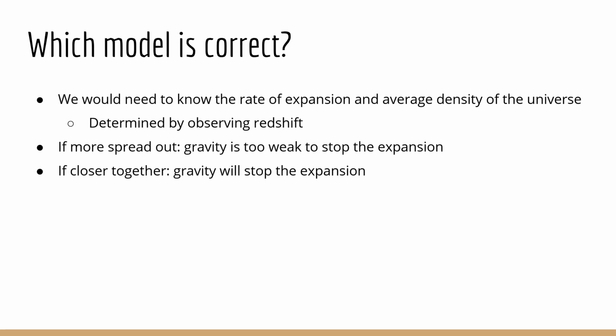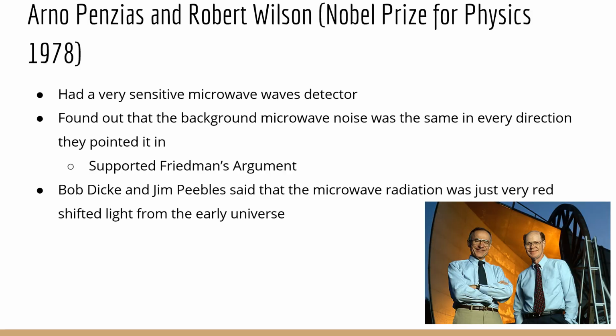So you might be wondering which of these models is correct. For that, we need to know the rate of expansion and the average density of the universe, and this can be determined by observing redshift. If the density is low and the universe is more spread out, that means that gravity is too weak to stop the expansion. However, if density is high and the universe is a lot closer together, that probably means that gravity will stop the expansion.